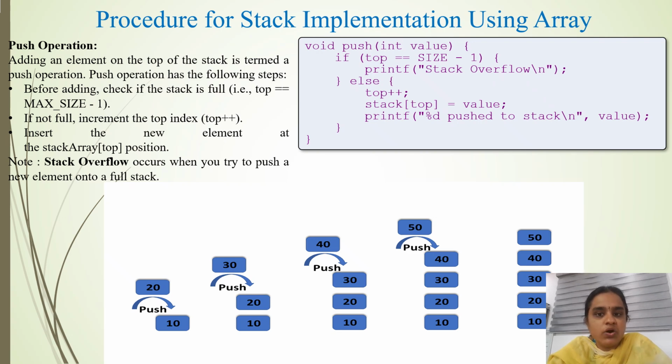Then we store the new element at that position, so stack of top equal to value, which means we add the new element at that position. But if the stack is already full and we still try to add another element, we get a situation called stack overflow. It means we have gone beyond the storage limit of our stack.